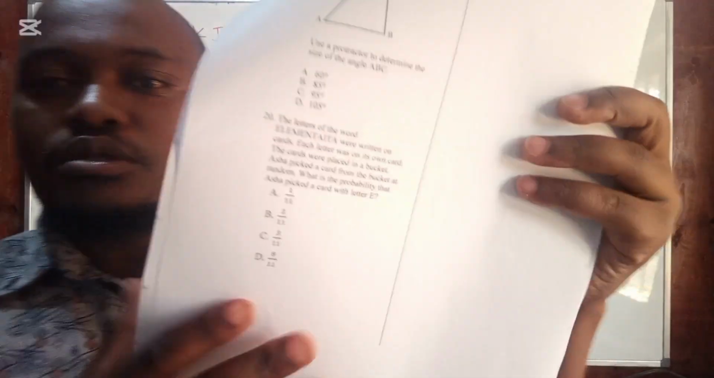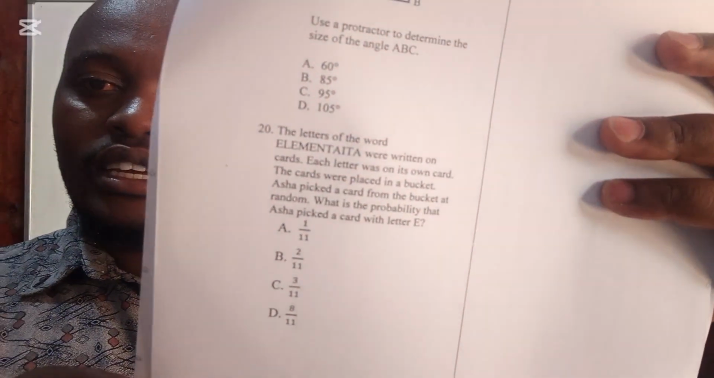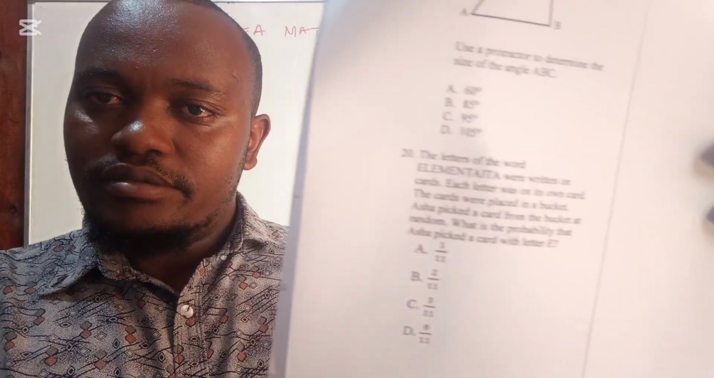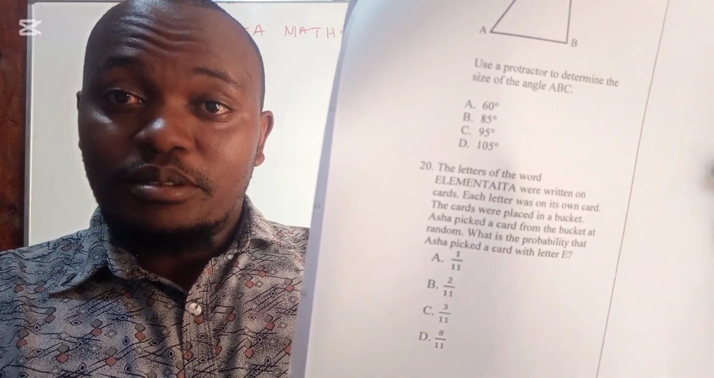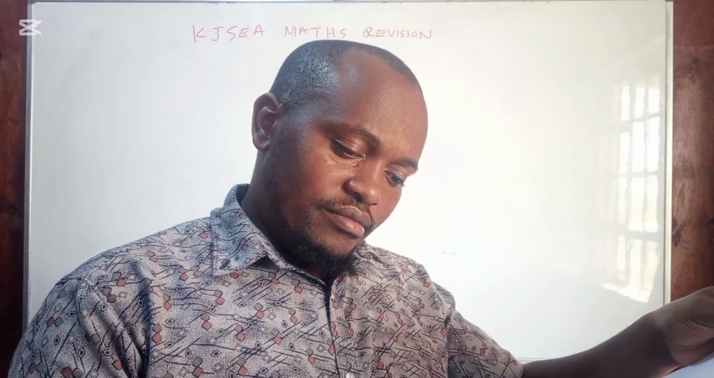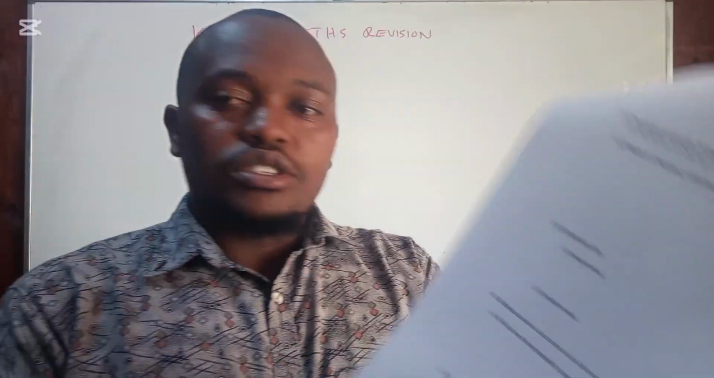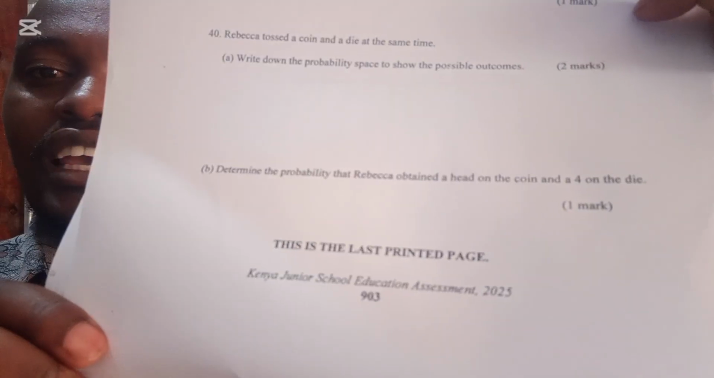Good. This is question 20. This is probability. Let us see question 40. Good. Question 40 is again probability.